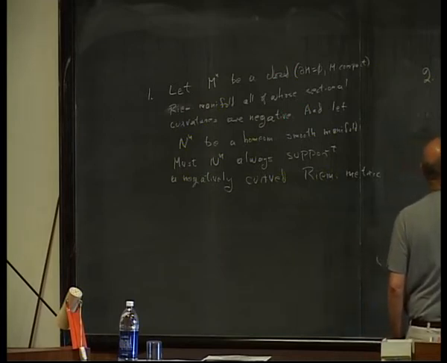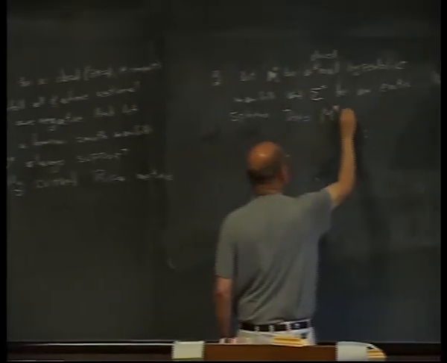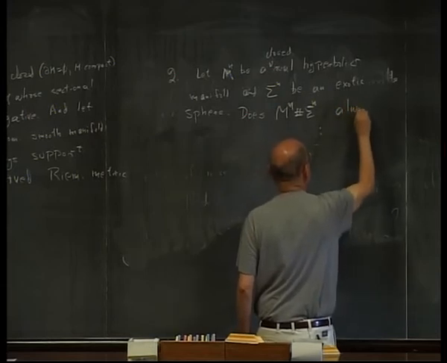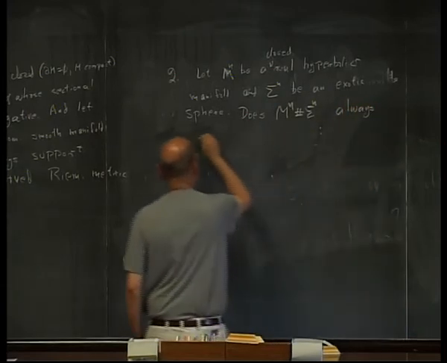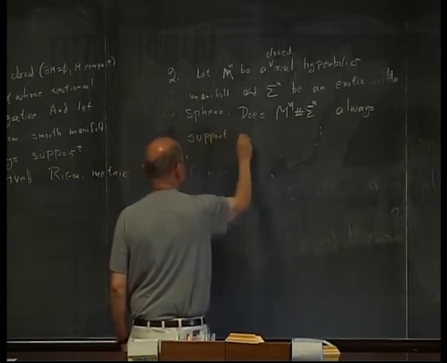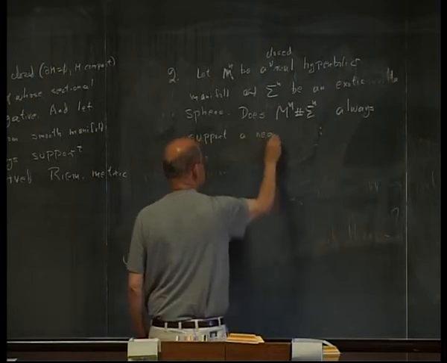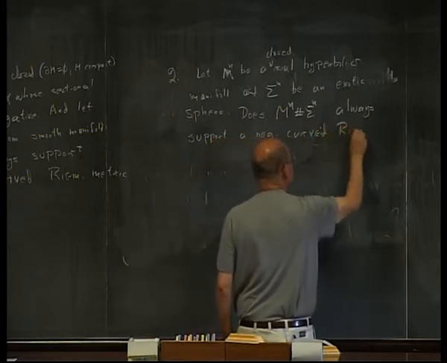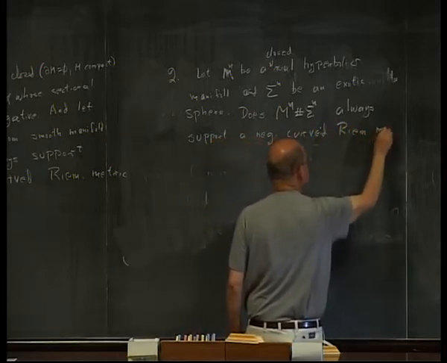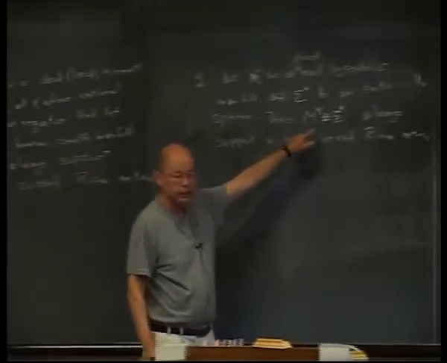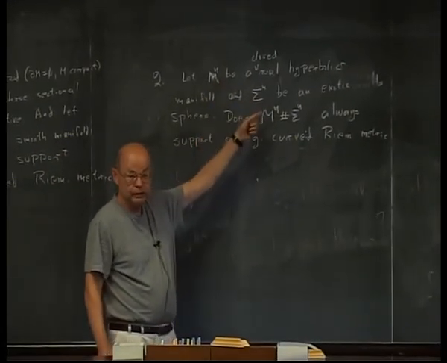Does the connected sum always support a negatively curved Riemannian metric? So this is a special case of the more general thing over here, because this manifold here is a smooth manifold homeomorphic to this one, so this is a special case.